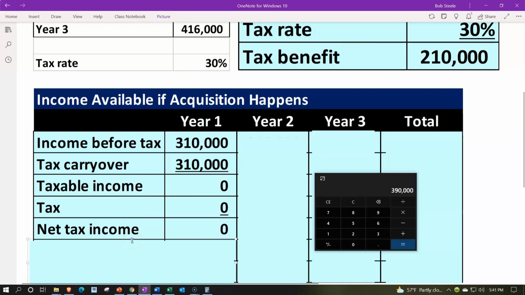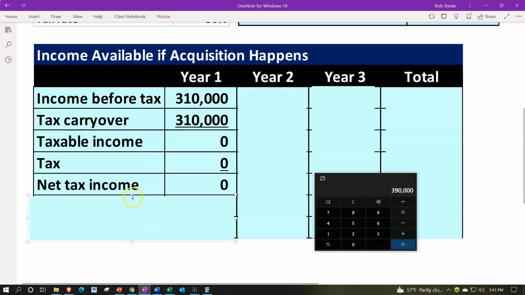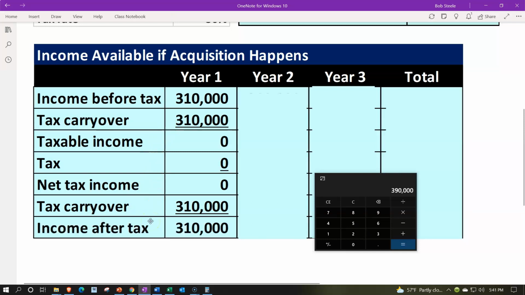And so the net income would be zero and the tax carryover. So now once we've calculated the impact of the loss carryover, then we're going to add the carryover back to get back to basically our income, kind of like on a book basis or the cash flow income that might be then available to issue out to stockholders if we so choose.